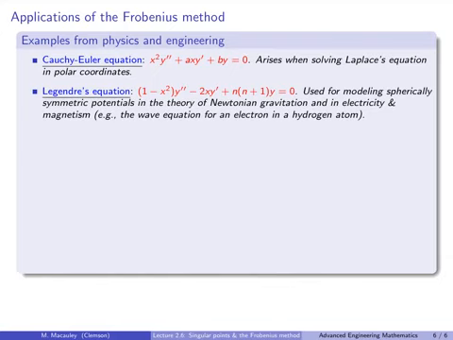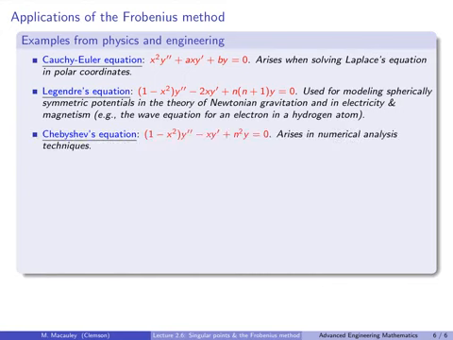Next is Legendre's equation. We actually solved this in the last lecture, and we will see it in a couple of sections later, when we study Sturm-Liouville equations. We'll actually see a lot of these in that section. So Legendre's equation is (1 minus x squared) y double prime minus 2x y prime plus n times (n plus 1) times y equals 0. And this is used for modeling spherically symmetric potentials in the theory of Newtonian gravitation and electricity and magnetism. Basically, it's when you want to solve Laplace's equation not in polar coordinates, but in spherical coordinates. So anytime you have a physics problem and it's spherically symmetric, Legendre's equation is bound to come up.